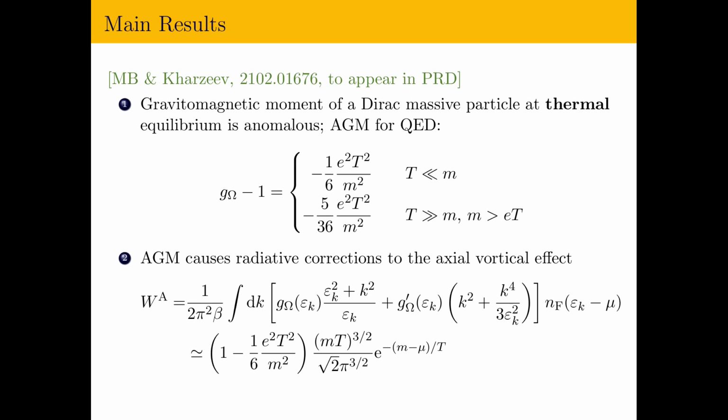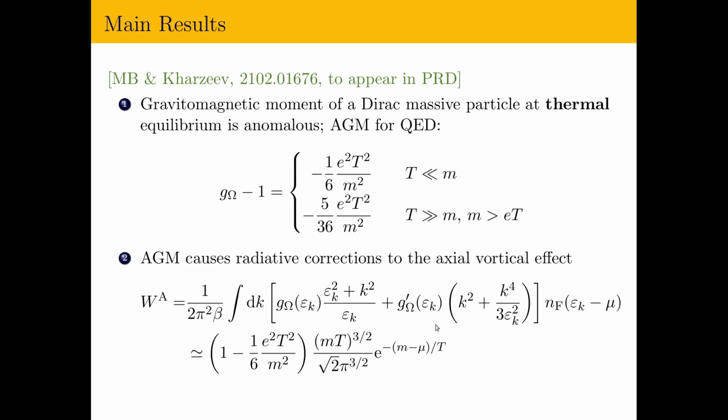We computed the anomalous gravitomagnetic moment, or AGM, for QED, and we found that it is given by this expression. Number 2, the radiative correction of the AVE for a massive field is connected to the anomalous gravitomagnetic moment, as suggested by the interpretation I gave to the previous diagram. As I will show later, we obtained this formula for the AVE conductivity WA.